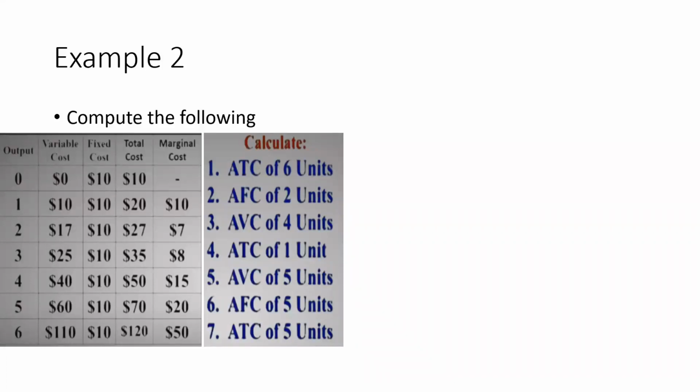120 divided by 6. I can't hear you. 120 divided by 6, that's 20. Very correct. Can anybody help with average fixed cost of 2 units?